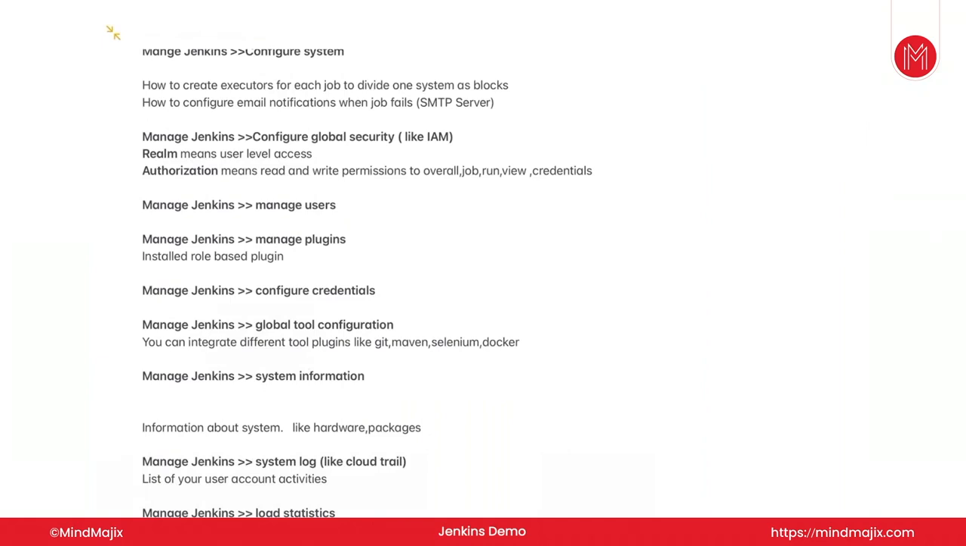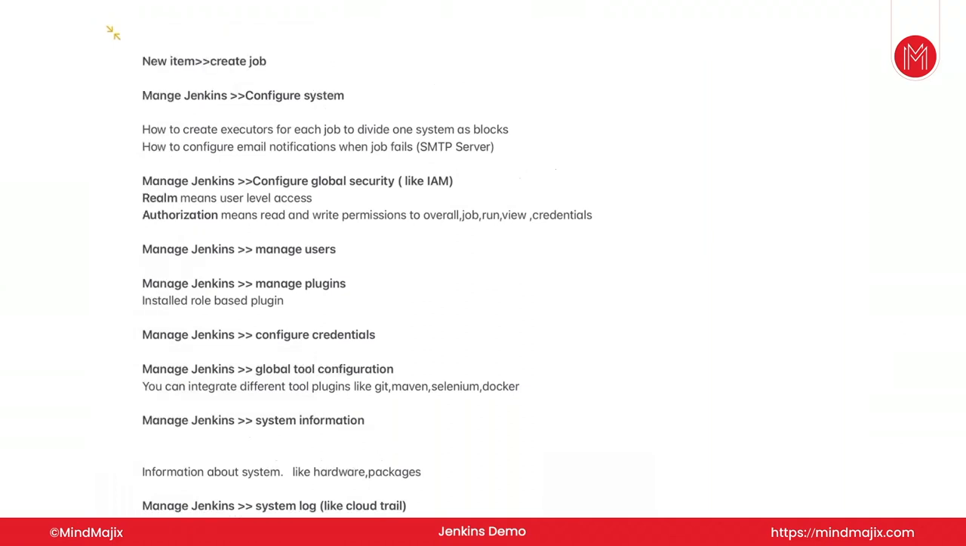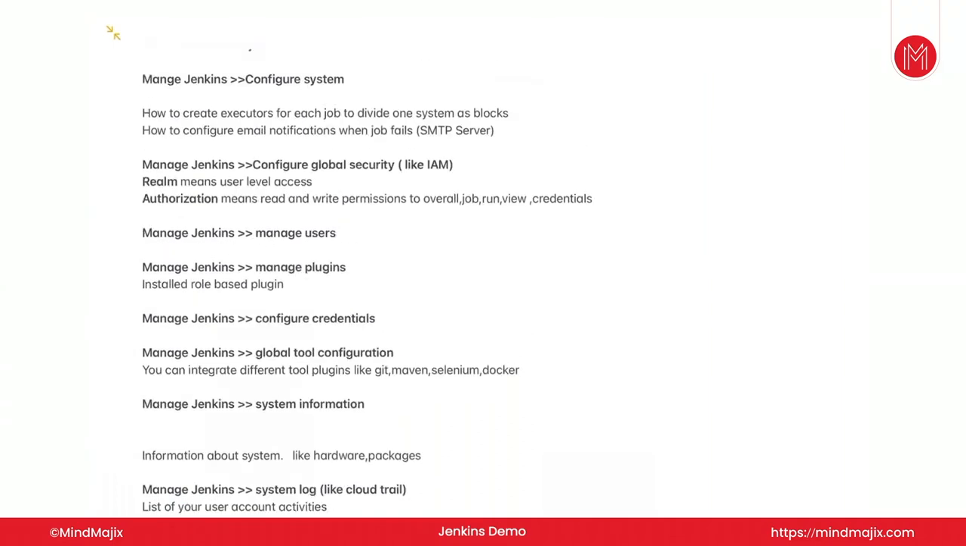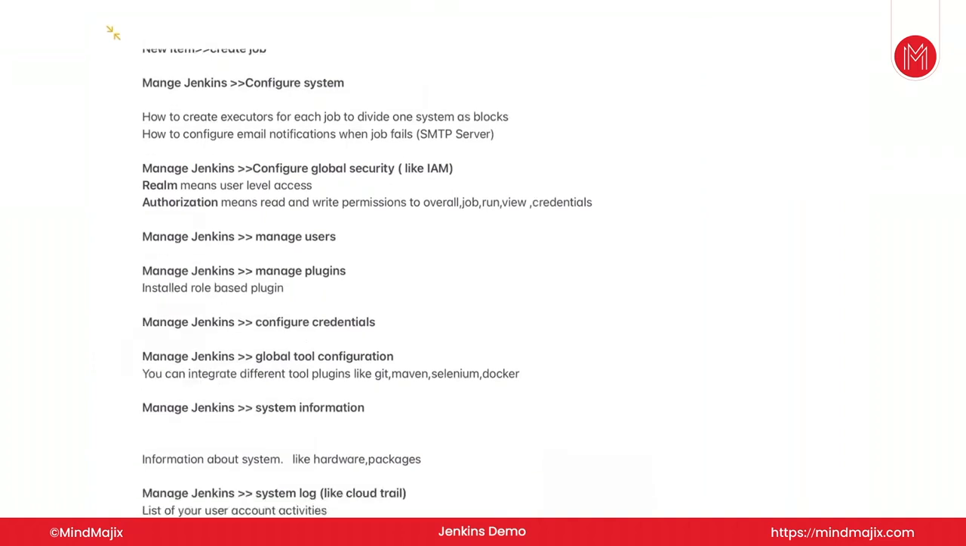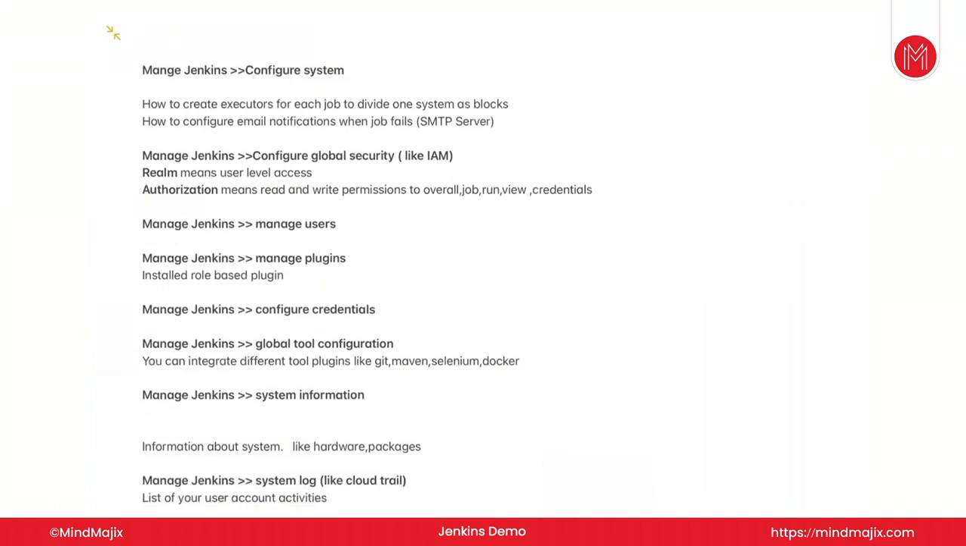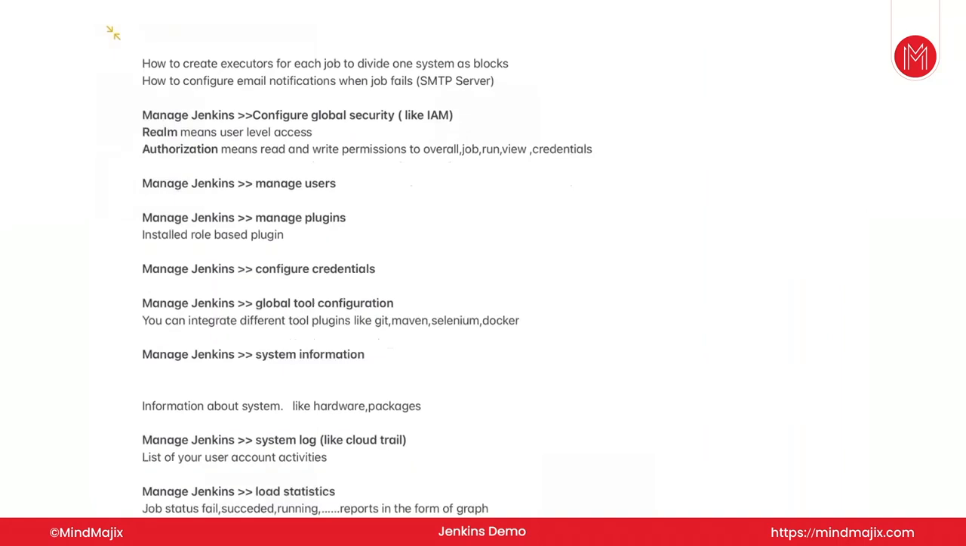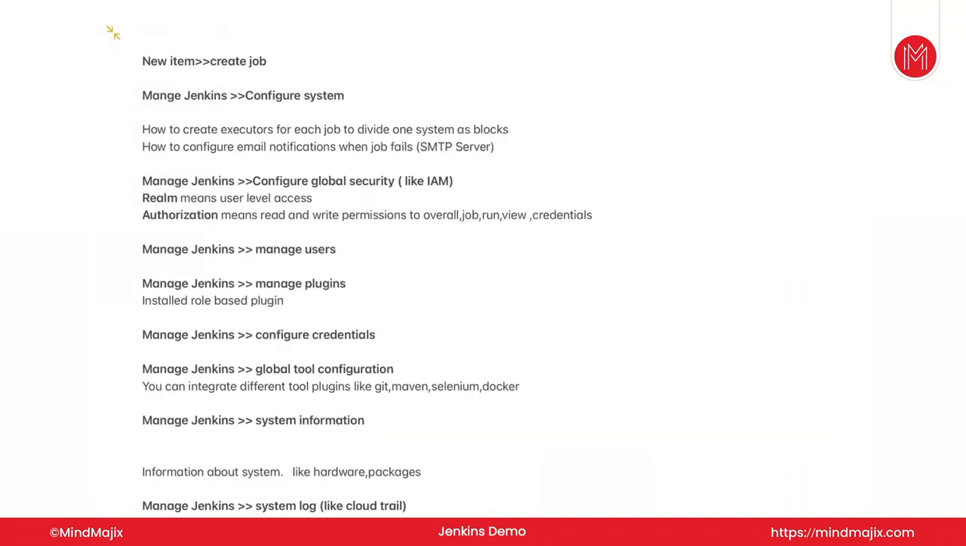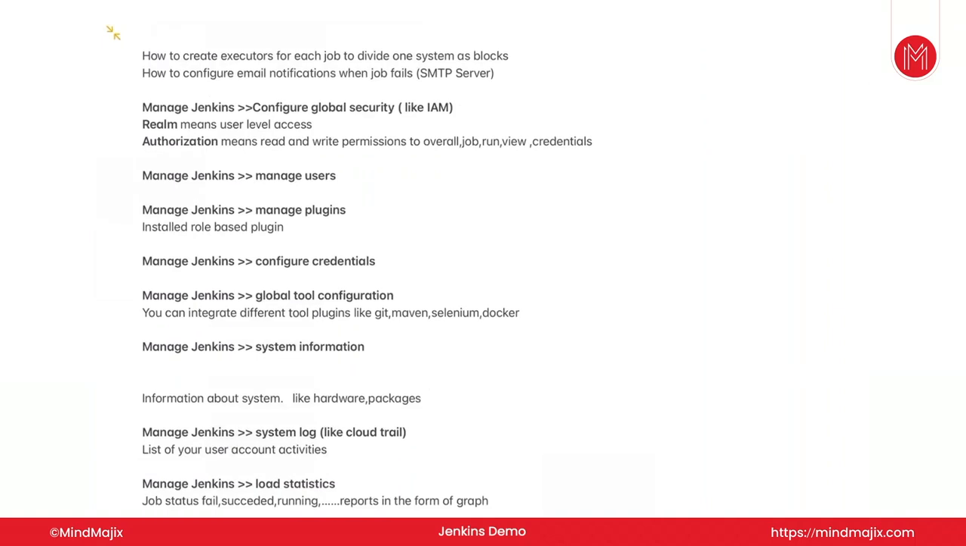And then Manage Jenkins. Configure Global Security is like IAM. If you discuss AWS, we have Identity and Access Management, where we manage the users and create policies with read and write permissions. The same thing in Jenkins: giving read and write permissions for the jobs, updating the jobs, configuring the jobs, and all those kinds of operations we do. Realm means user-level access, and authorization means read and write permission.